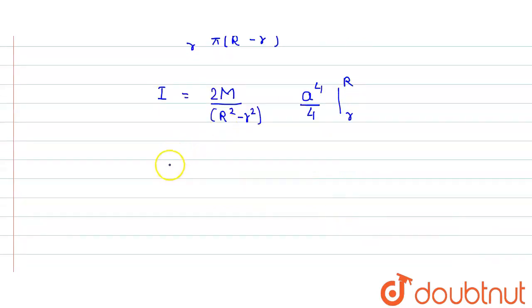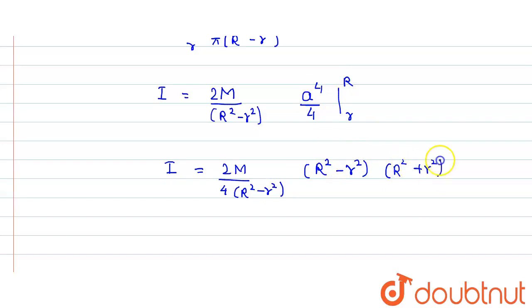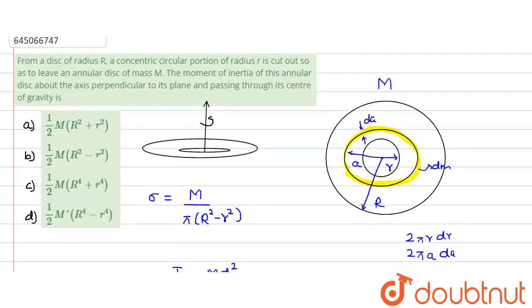Now if you put the limits into this, I would be equal to 2M divided by 4 into (capital R square minus small r square), times (capital R to the power 4 minus small r to the power 4). We can write it like this: (R square minus small r square)(capital R square plus small r square), because it is R to the power 4 minus small r to the power 4. So this and this would be cancelled. So I would be equal to M (R square plus small r square) divided by 2, because one factor would be cancelled. So which option is the correct option? The correct option would be option A. Hope you understood this solution.